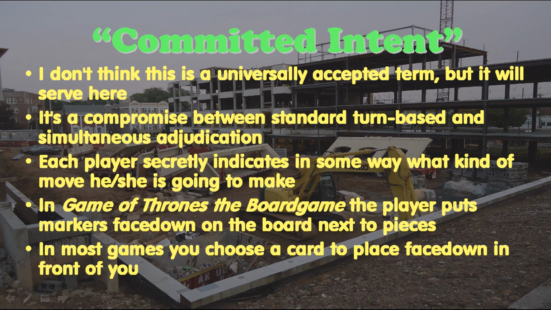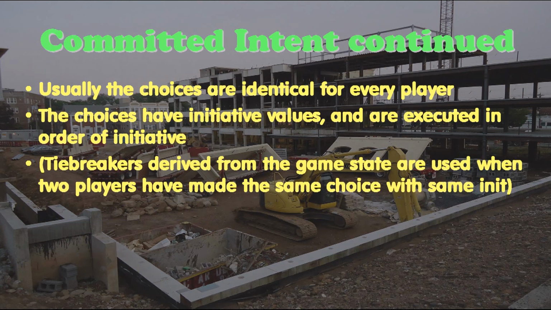Each player secretly indicates in some way what kind of move he or she is going to make. Once again, in Game of Thrones, the board game, the players put markers face down. In most games, you choose a card. Each player in the game will have the same selection of cards, and you place it face down in front of you, and then they're all revealed at the same time. So, the choices have initiative values, and they're executed in order of initiative. And there are tiebreakers derived from the state of the game, such as who has more points or who has more areas in control, something like that, when two players have made the same choice with the same initiative.